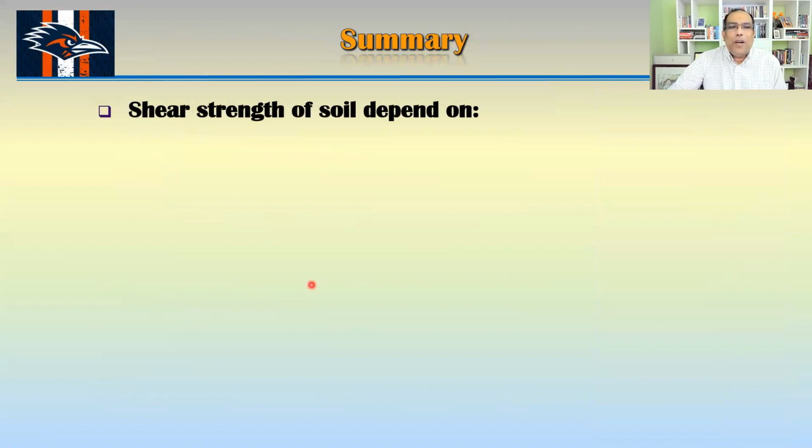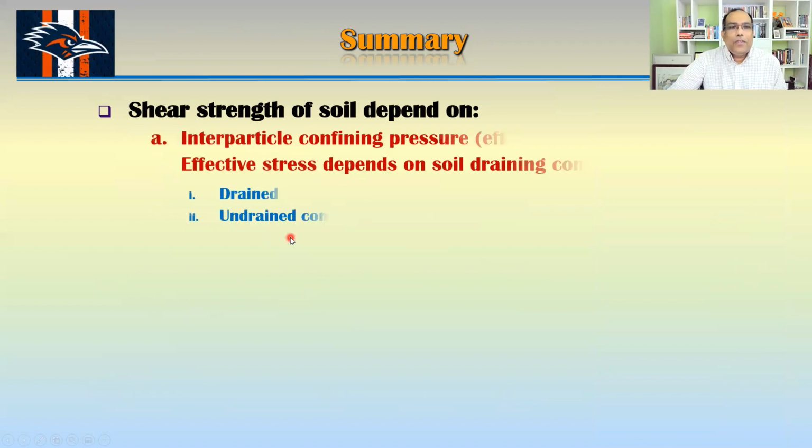Now let's try to summarize what the shear strength of soil basically depends on. First of all, interparticle confining pressure. That's basically the effective stress. Okay, what is effective stress? It is the stress taken by the soil solids, not by water. So effective stress depends on the drainage condition, such as drained or undrained condition.